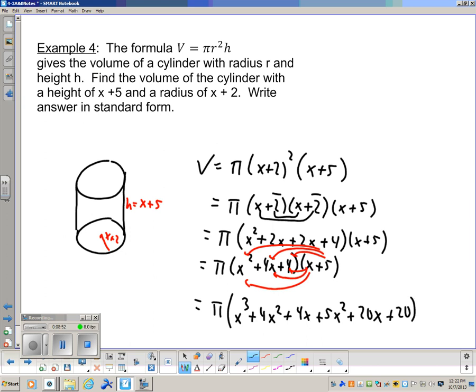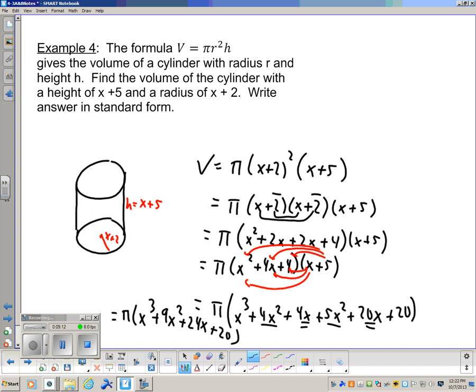Now I'm going to simply combine my like terms. Nothing to combine with the x to the third. What about the x squareds? We get 9x squared. And then 4x plus 20x gives us 24x. And then plus 20.